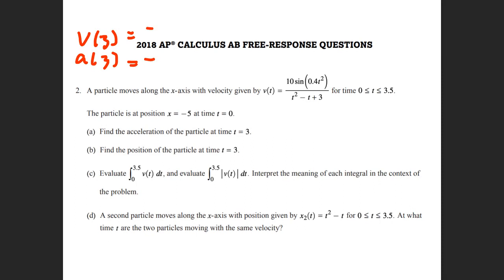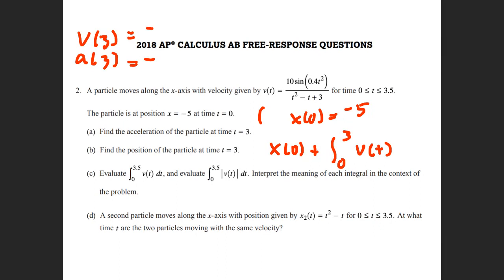This one's a little bit tougher, when you think about it, because for position they gave us a point. They said that at time t is equal to 0, the particle is at -5, right? So x of 0 is equal to -5. So if I wanted to find the position of this particle, it's going to be x of 0 plus the integral from 0 to 3 of v of t, because position is area underneath the curve, right?